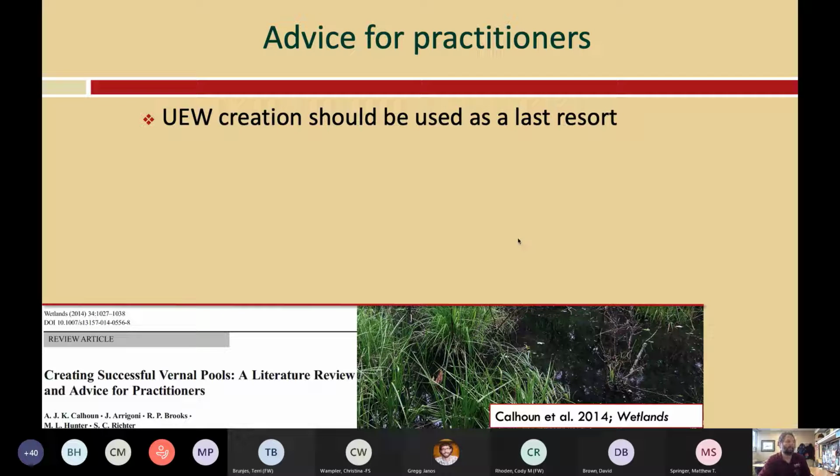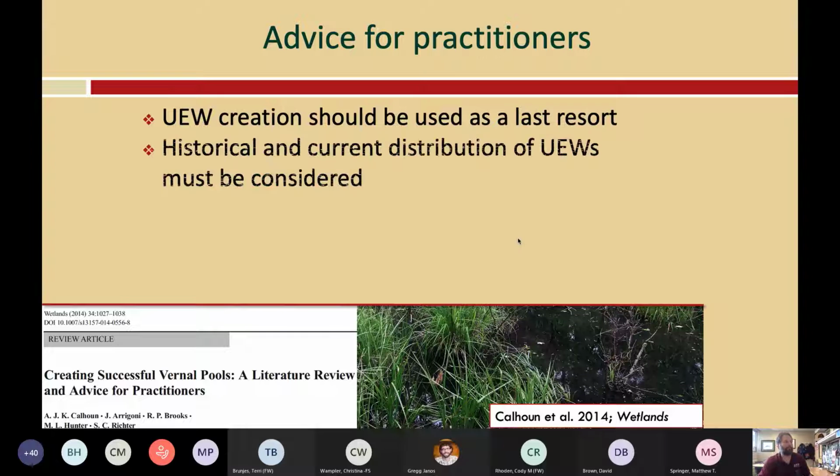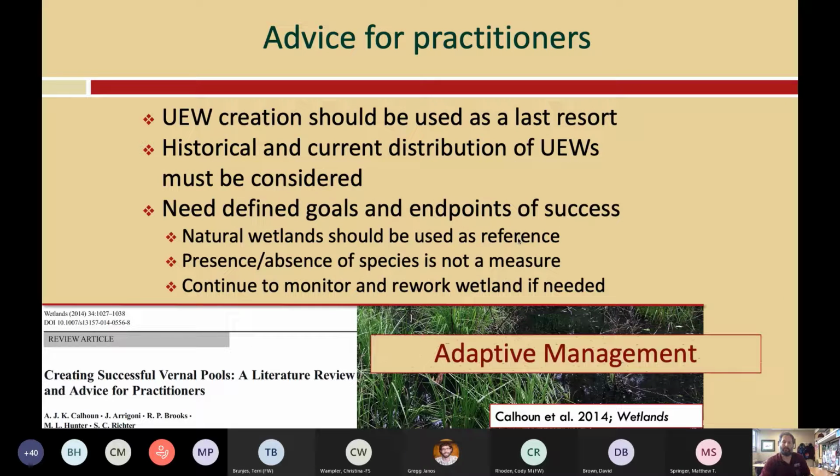So these should be created as a last resort. The distribution of them needs to be considered, the natural distribution historically. And then management goals need to be defined, endpoints of success determined using natural wetlands as a reference, not just presence and absence of species, because we would have been totally wrong if we'd just used that, and then continuing to monitor and reworking the wetlands if needed through this adaptive management approach.